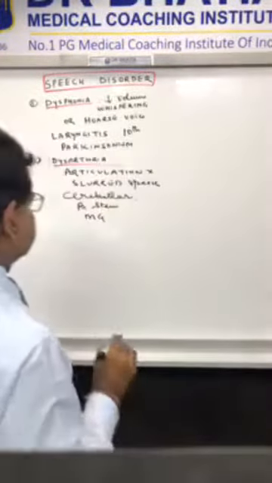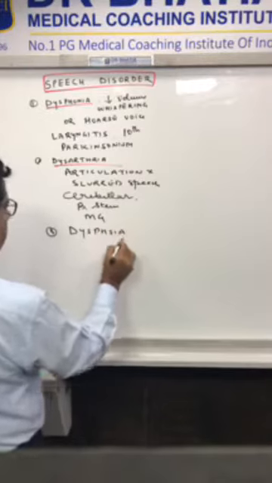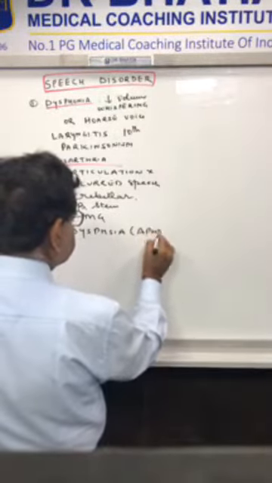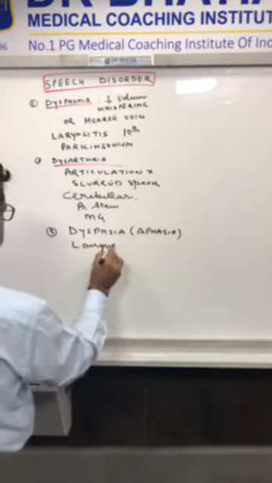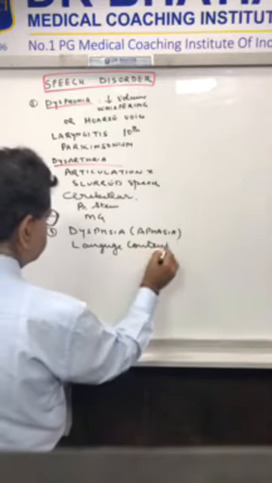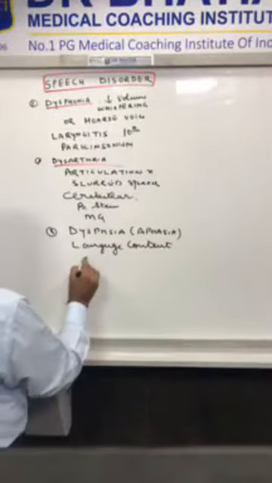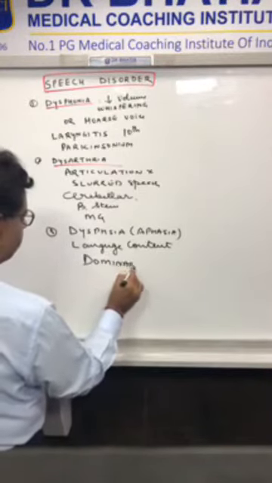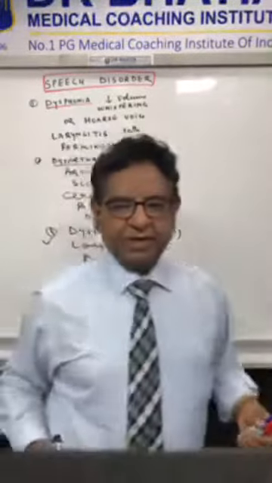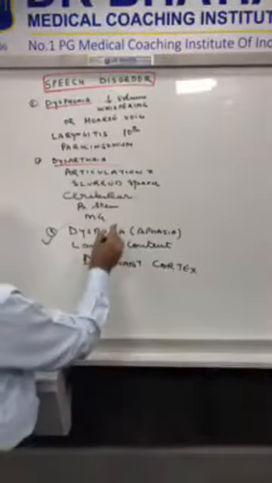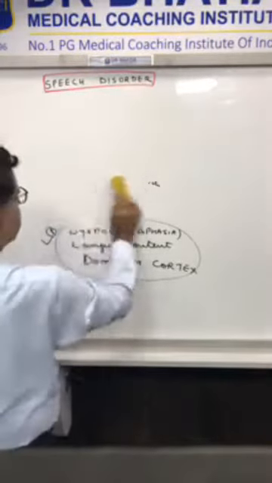Okay. And the third problem we have is dysphasia, also known as aphasia. Here the problem is of language content. Okay. And this occurs when the lesion is in the dominant cortex. This we'll talk in detail. In fact, in the exam, typically this is what they usually ask, right? So we'll talk about aphasia or dysphasia in detail.